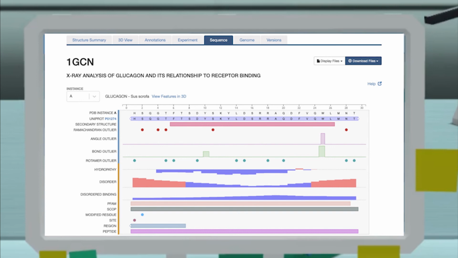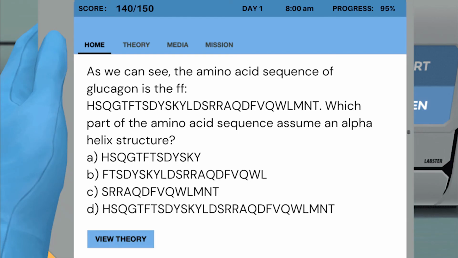Let us explore the amino acid sequence of glucagon in the protein data bank. Click on the Sequence tab. As we can see, the amino acid sequence of glucagon is the following. Which part of the amino acid sequence assumes an alpha helix structure?